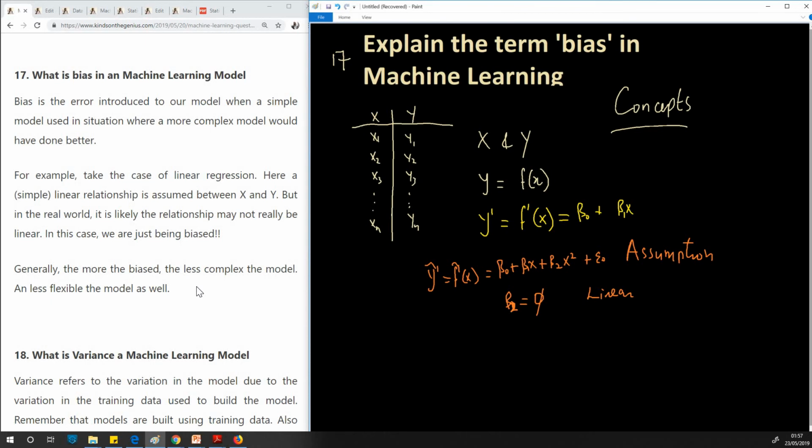So I hope that this has been informative for you. I hope that you now understand the concept of bias in machine learning.